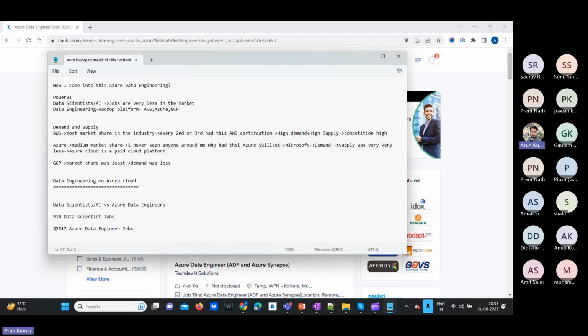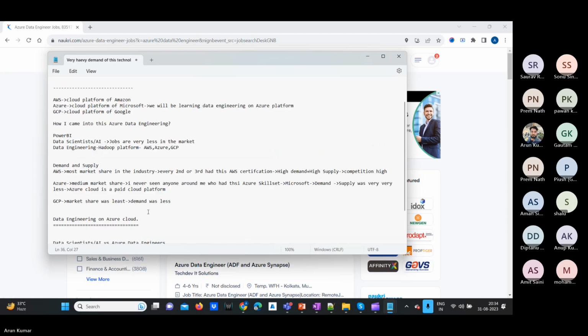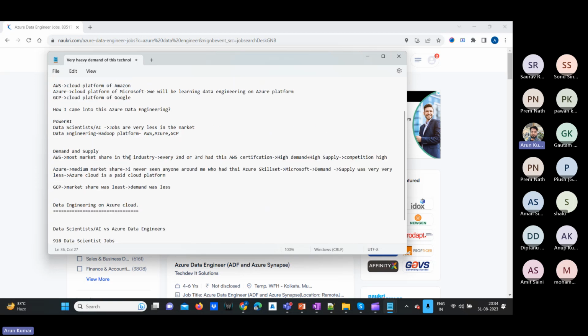And that's why I said, believe me, you will get bombarded with calls if you want to uplift your career. If you want to learn a technology which can boost your career and take you to the next level, then believe me, this is the technology for you. So this was the whole comparison between data scientists versus Azure data engineers.